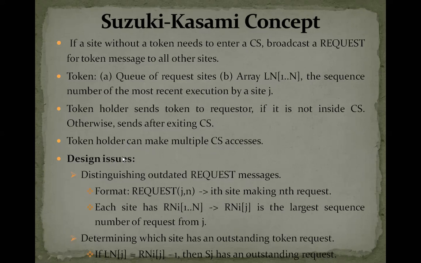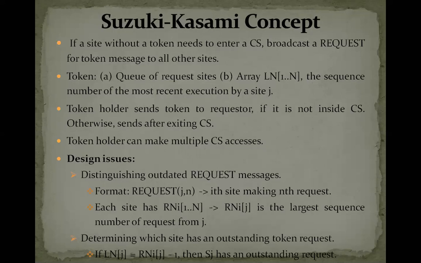Now, as far as the design issues of this algorithm are concerned, the first design issue is distinguishing outdated request messages. What is the meaning of an outdated request? Suppose there are sites 1, 2, 3, 4, and 4 is having the token. Site 1 has sent a request message along with the value 1. After that, it has sent a second request to 4 with the value 2. It has sent a third request with the value 3.